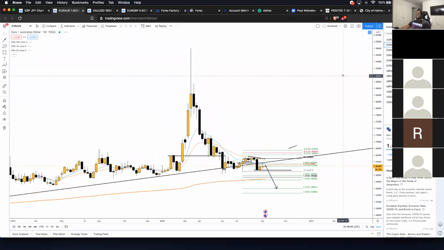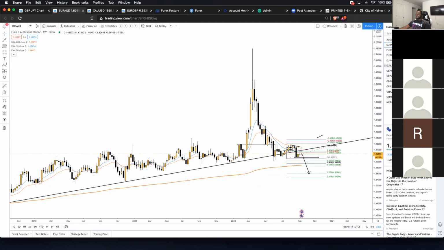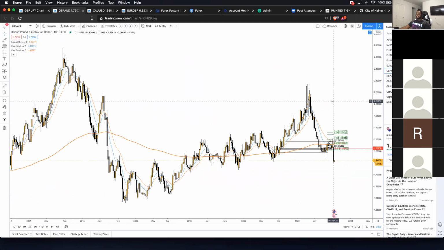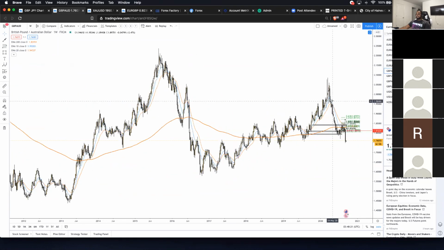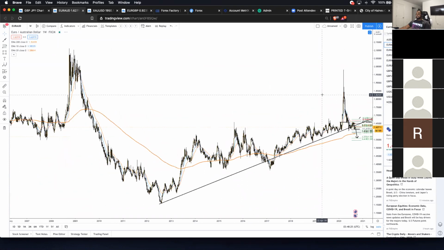But look at GBP AUD, Aurelio, right? This is Euro AUD, and look at GBP AUD. What's the difference? There's no difference. Look, they move the same.